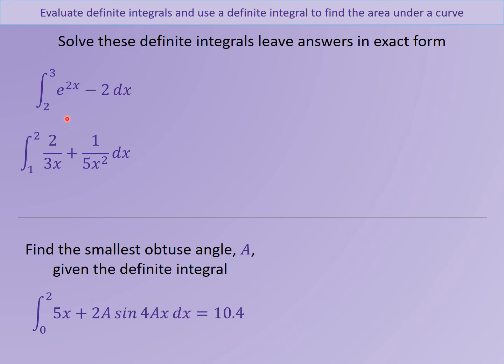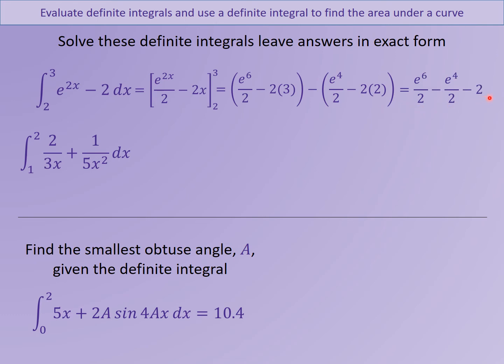Okay, so this first one, hopefully when you integrated it, that's what you should do first. You integrated e to the 2x and you got e to the 2x over 2. You integrated minus 2 and got minus 2x. Once you're at that stage, you can substitute these numbers in. So you substitute in e to the 6 over 2 minus 6. Take away e to the 4 over 2 minus, that's a plus 4. So we got down to this answer just here. And then once you've done that, there's your exact answer.